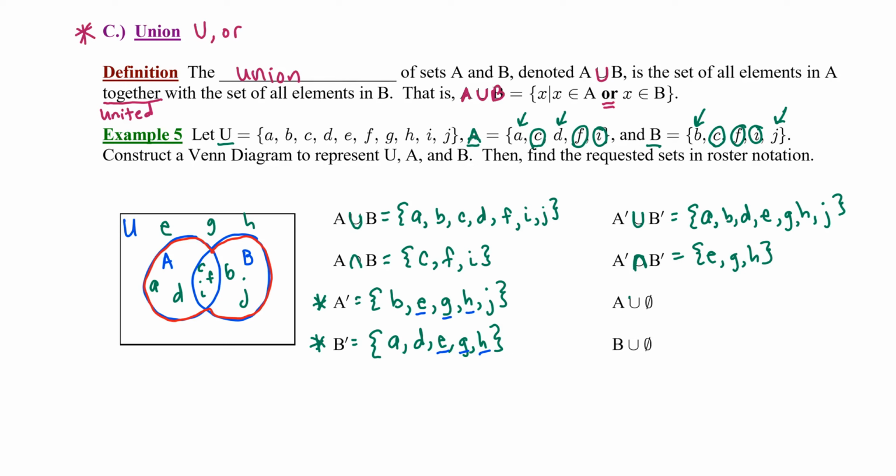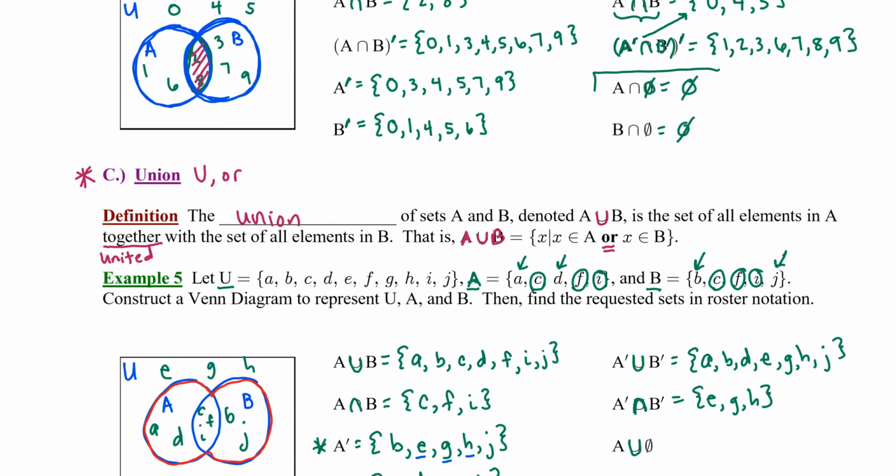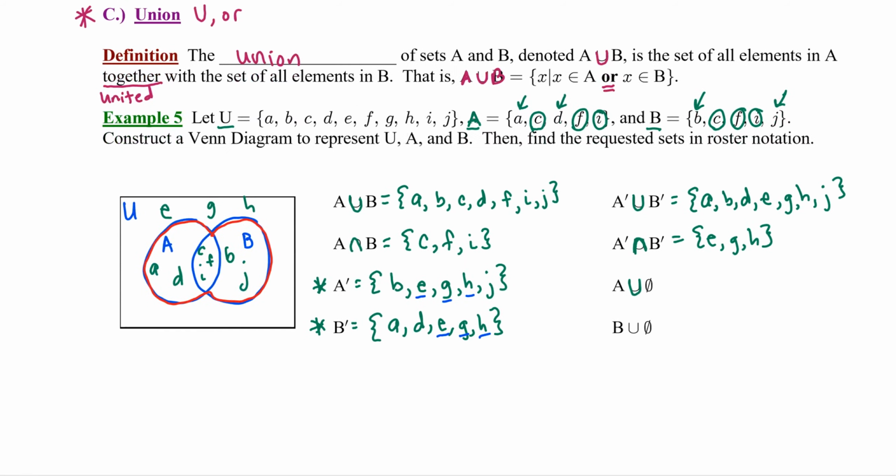Next, we have A union empty set. So I'm going to take all of the elements of set A and unite them with nothing, right? Now remember, up here we said A intersect the empty set or B intersect the empty set is empty because every set has nothing in common with the empty set. However, if I take a set and unite it with the empty set, I just get the set itself. B union the empty set then would also be B. So the operation makes a big difference.